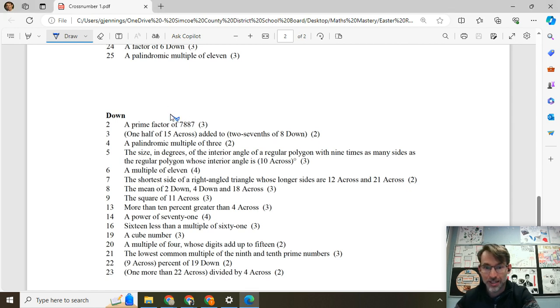I'm going to try this one. 7887. Oh my goodness, this looks hard. So here's what I do. I write the number down somewhere where I've got some scrap paper to work, 7887, okay? And I'm going to first test divisibility by the different primes. So 2, 3, 5, 7, 11, and so on, okay? But generally, this is going to be enough.